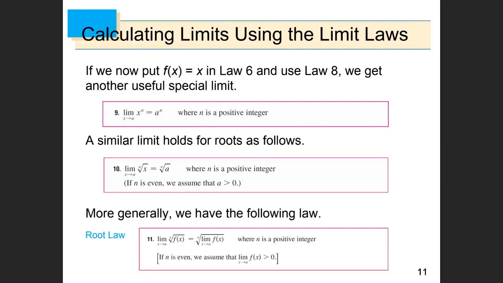All right. Rule number 9. So now if you put f of x equals x in law 6 and then you use law 8, what do you get? You get the limit as x approaches a of x to the power n is equal to a to the power n. If you remember, the limit of x as x approaches a is just a. So if I say x to the power n, then my output will just be a to the power n. The same applies with roots. So the nth root of x as x approaches a just becomes the nth root of a. Very important, a needs to be greater than 0. So the assumption is that a is greater than 0.